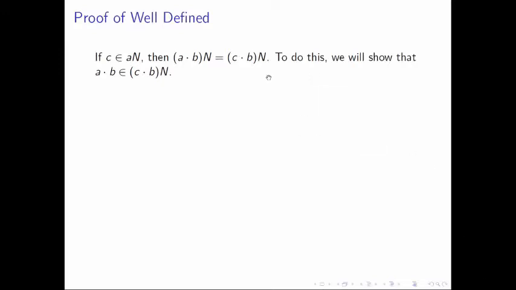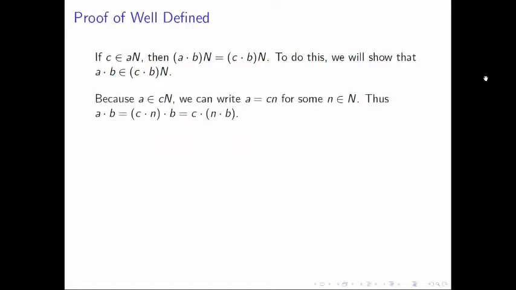The way that we're going to do this is we're going to say they're cosets. They either are entirely disjoint, or if they overlap at all, they must be equal. So we're going to pick our favorite element of the coset ab·N, which is a·b, and we're going to show that it belongs to the coset c·b·N. That will show that there's some overlap between these two cosets, and by properties of cosets, they have to be the same.